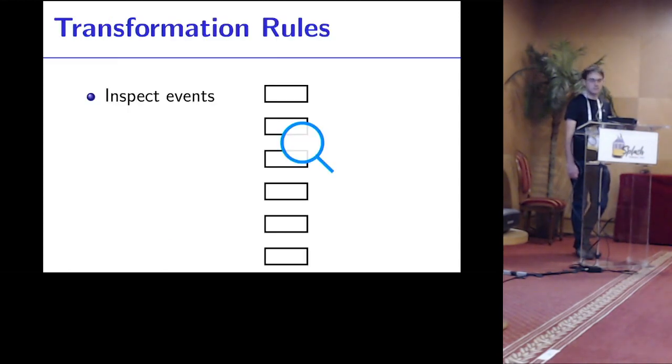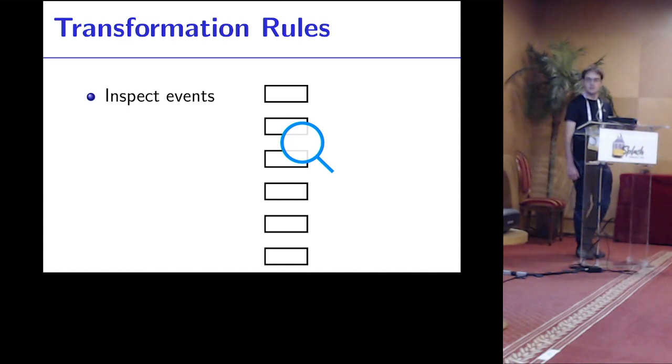But the question is, how does our transformation work? First of all, we inspect all the events from the execution trace. Question is, which events do exist anyway? For example, memory accesses. Whenever the program accesses a memory location, this is an event. Or whenever the program executes an instruction, it's also an event. And essentially, we inspect those events and check if there is something interesting going on.